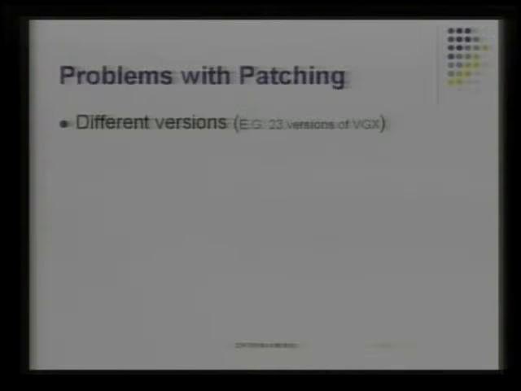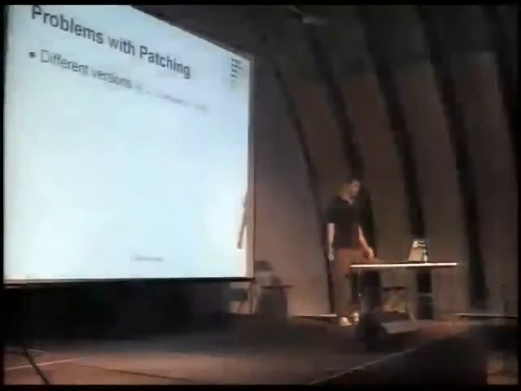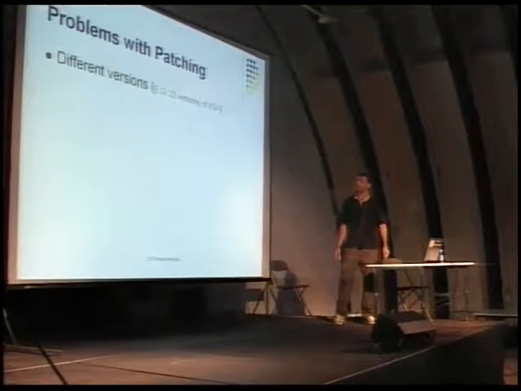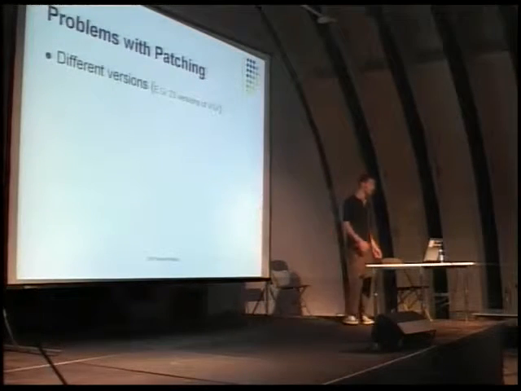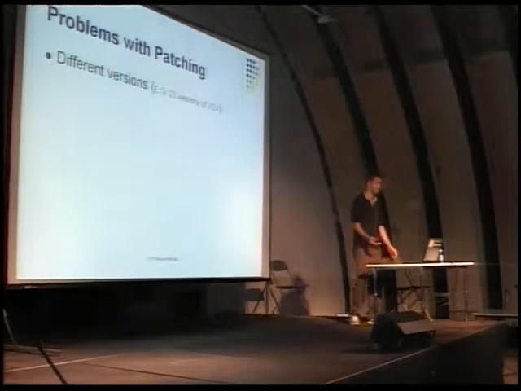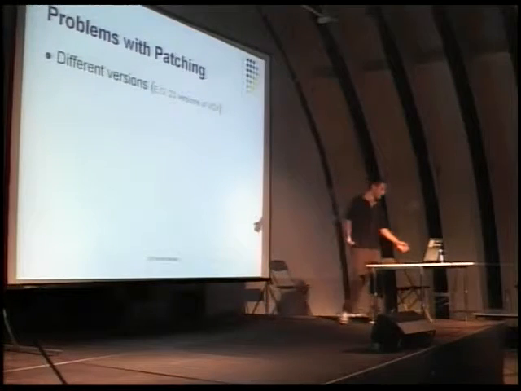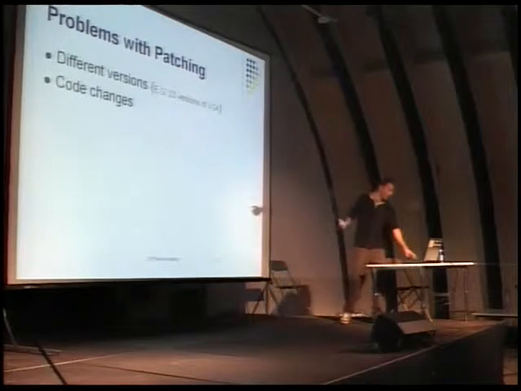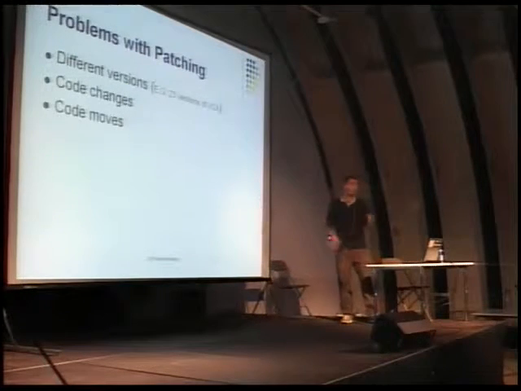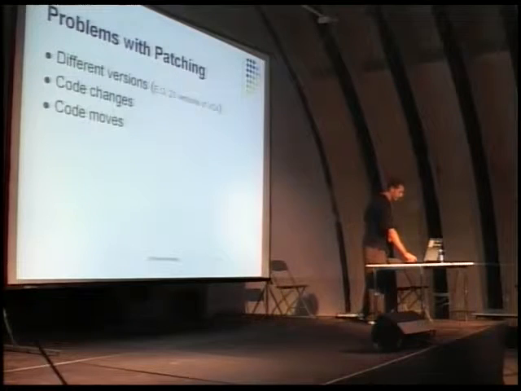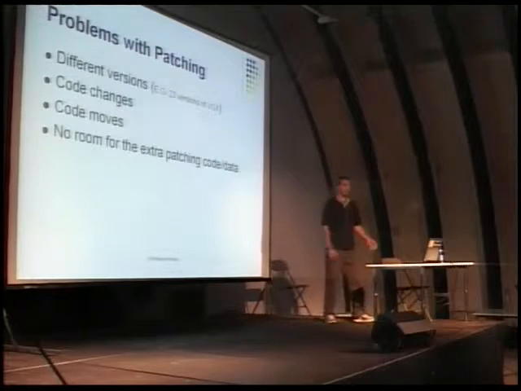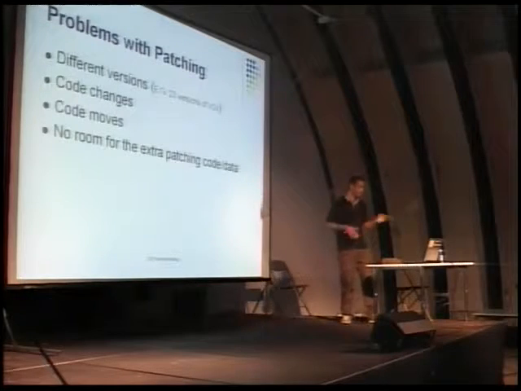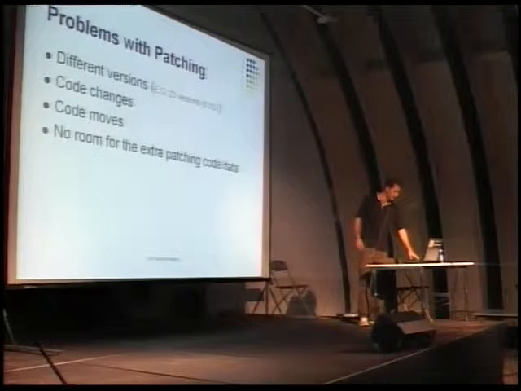For example, the DLL of the VML. There are a lot of different versions of the DLL of, for example, VML. It's named VGX, and it's really hard because the code changes between the versions and the code moves around, because every time the compiler changes stuff and they compile a new version and they add code or remove code, it always goes up or down.